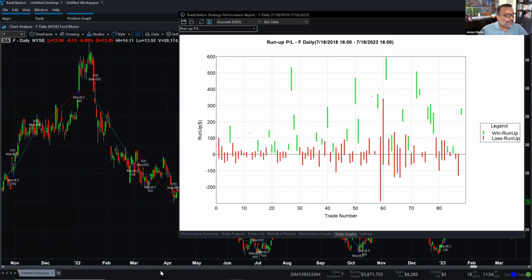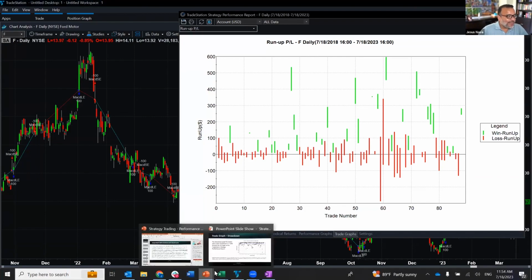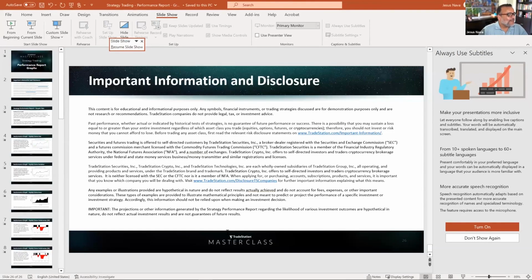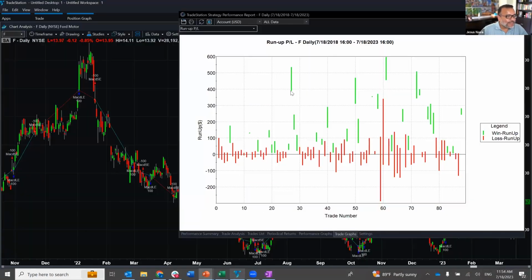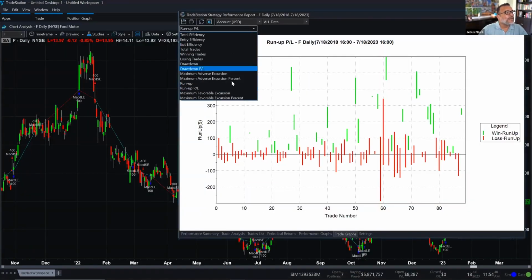Okay, so we're running out of time. I'm sorry, this is taking a little bit longer than I expected, but for the other two graphs, let me see if I can give you a little bit of, we went through this, the maximum adverse and maximum favorable.